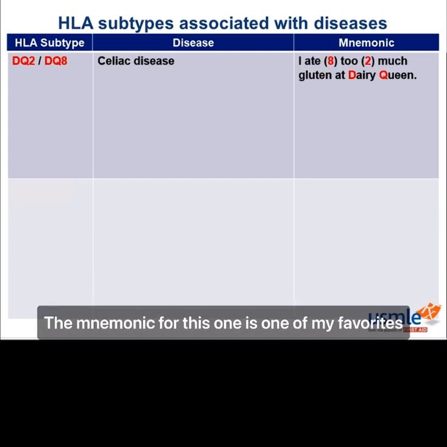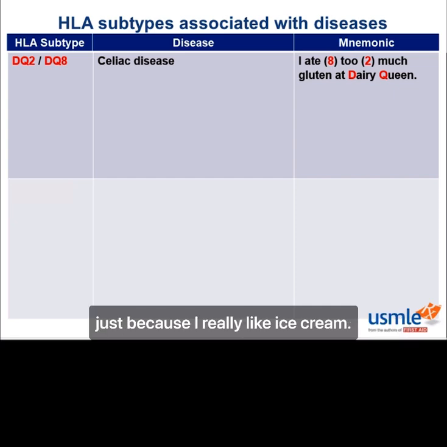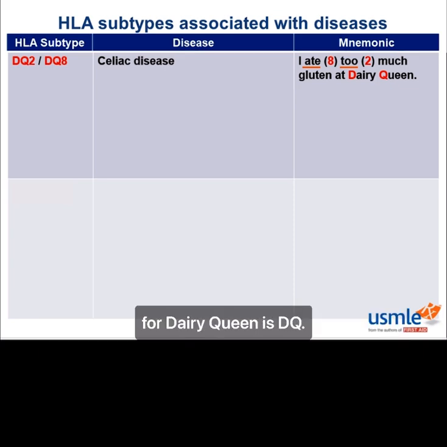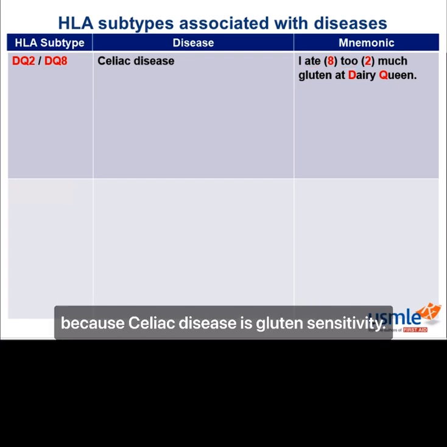The mnemonic for this one is one of my favorites, just because I really like ice cream. I ate too much gluten at Dairy Queen. So just remember 8 with the number 8 and 2 as the number 2, and the abbreviation for Dairy Queen is DQ. Now gluten is in the mnemonic too because celiac disease is gluten sensitivity.